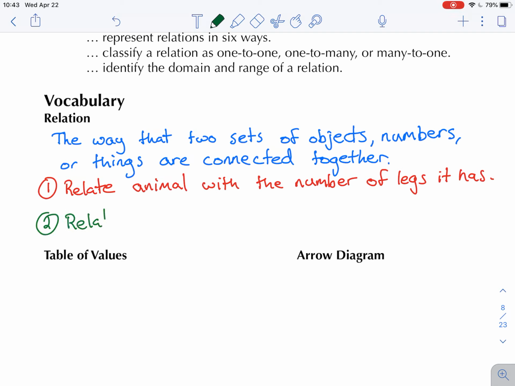And our second relation, we're going to relate a number with the triple of the number.